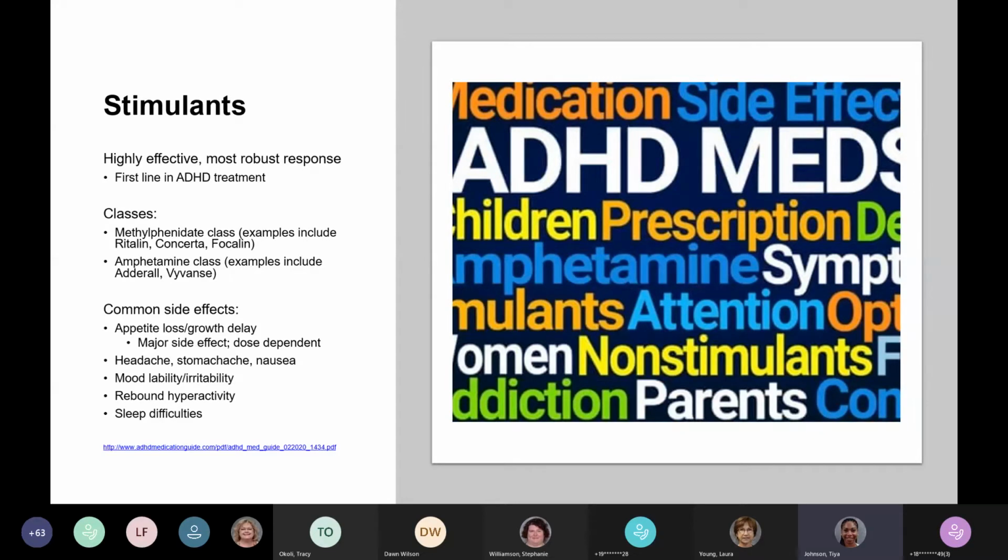There can be rebound hyperactivity. So basically the opposite effect, instead of them becoming less hyperactive, they become more hyperactive. And then sleep difficulties are very, very common as well.